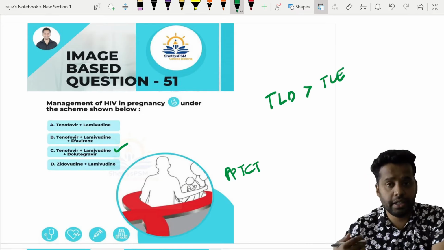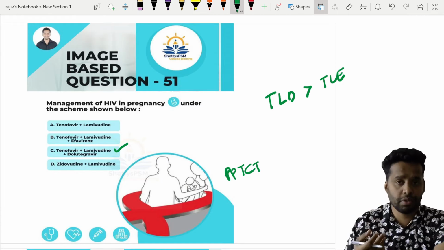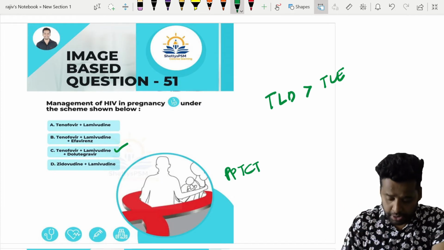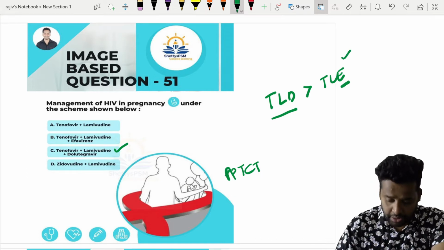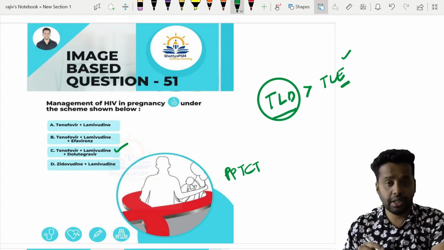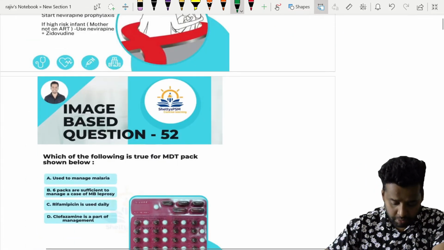Start TLD in any trimester irrespective of CD4 count or gestational period. It is dolutegravir in place of efavirenz. Previously efavirenz was used. This will be the second line. The preferred choice is TLD in pregnancy. In the newborn we are using nevirapine.